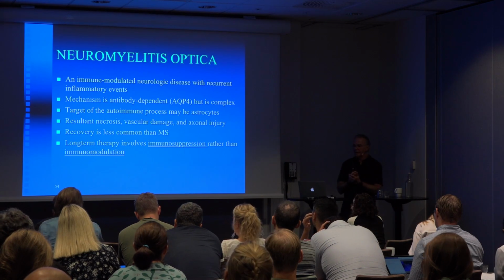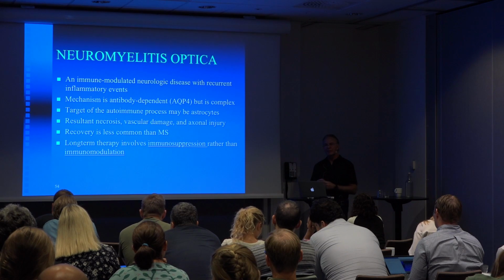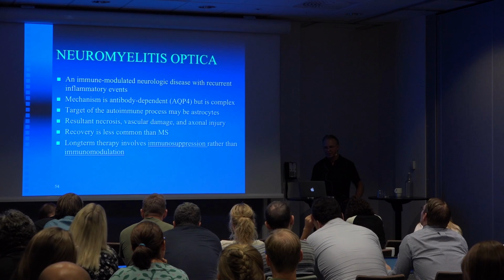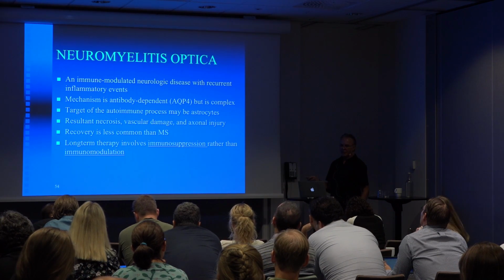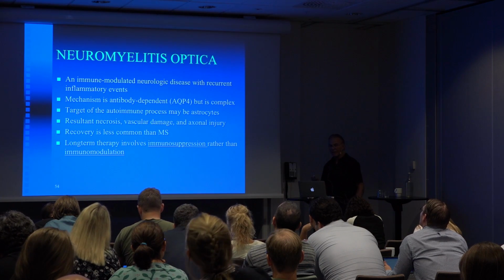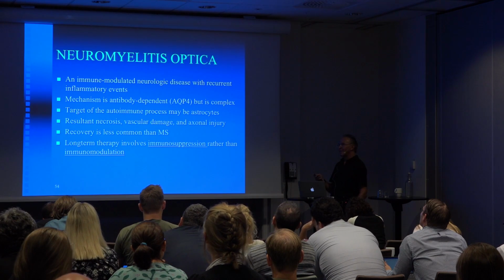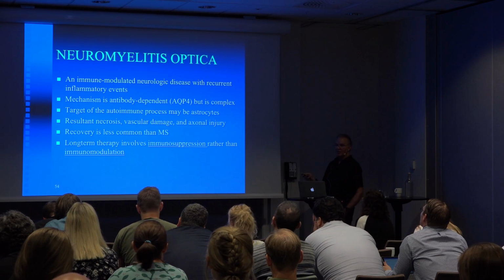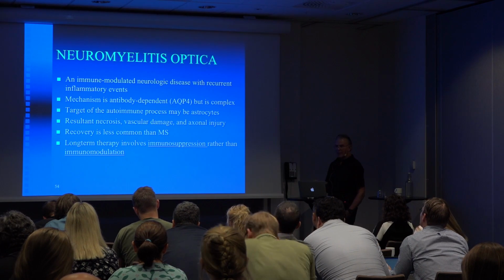Okay. Last for optic neuritis, neuromyelitis optica. So this is a relatively new discussion that we're having with the optic neuritis presentation. Neuromyelitis optica is an immune-mediated neurologic disease that has recurrent inflammatory events, similar to MS. The mechanism is antibody-dependent. This is a different antibody than we think about with MS, but it's a complex mechanism. The target of the autoimmune process in this case may be the astrocytes rather than the other scenario for MS.